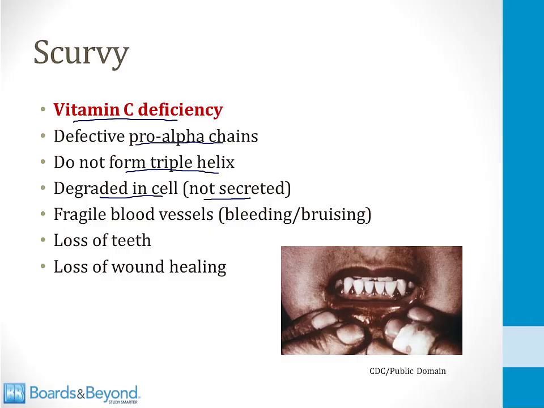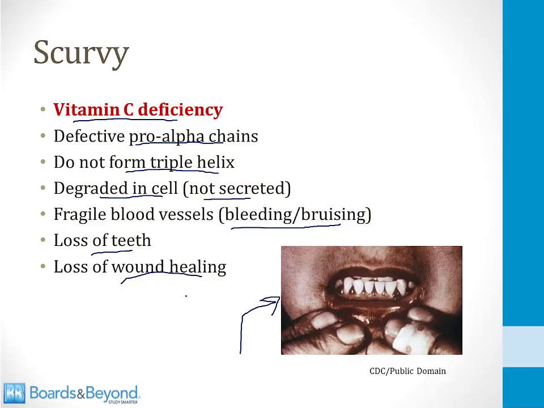And the first place this will become evident is in the blood vessels. The blood vessels need normal formation of collagen. So if you can't form collagen because of a vitamin C deficiency, the first thing you'll notice is bleeding or bruising. Classically, it occurs in the gums, as shown in this picture here. There can be bleeding in the gums. In addition, people can lose their teeth, and there can be poor wound healing. And all of this is the result of vitamin C deficiency and inability to hydroxylate those proline and lysine residues in pro-alpha chains.